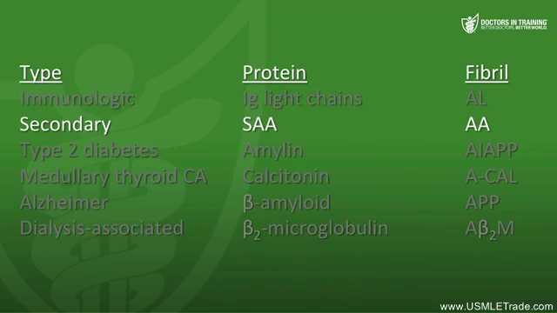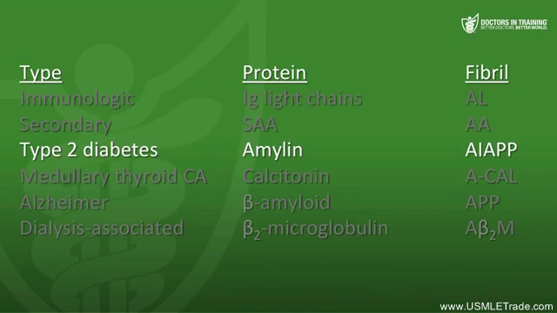Then secondary amyloidosis occurs when you have chronic inflammation, and that leads to accumulation of an excessive amount of an acute phase reactant known as serum amyloid-associated protein. So you have a chronic inflammatory disease like rheumatoid arthritis, and that causes too much of this serum amyloid-associated protein. That can form these AA protein molecules that can then form amyloid.